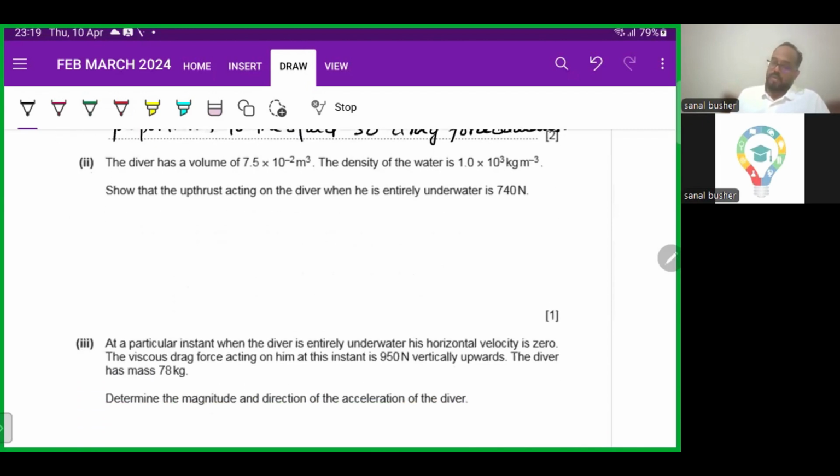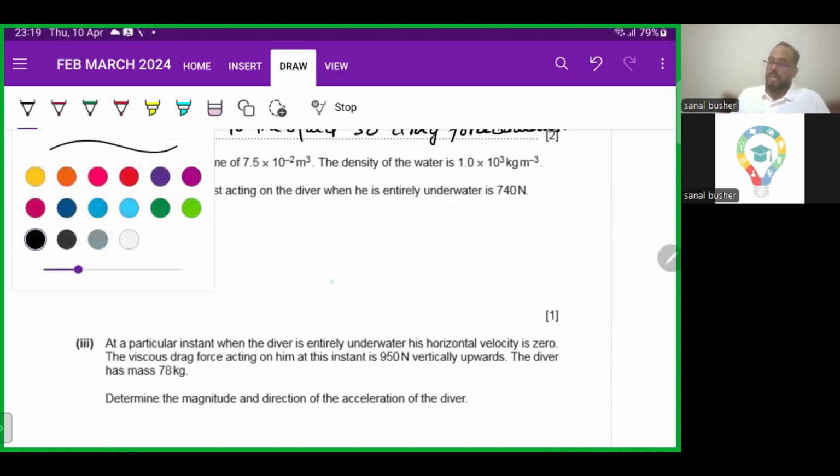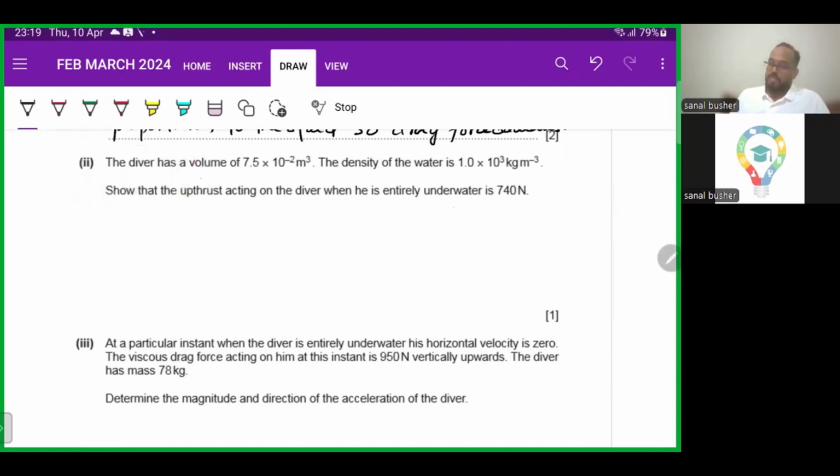Next, the diver has a volume of 7.5 times 10 to the power minus 2 cubic meter. The density of the water is given as 1 times 10 to the power 3. Show that the upthrust acting on the diver when he is entirely under the water is 740 newtons. Okay, you need to find the upthrust. What is the equation for upthrust? Upthrust is equal to V rho g, right? V is the volume of the solid immersed in water. Rho is the density of the fluid, right?